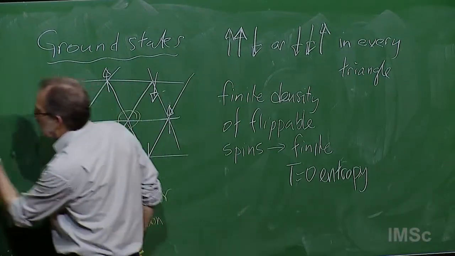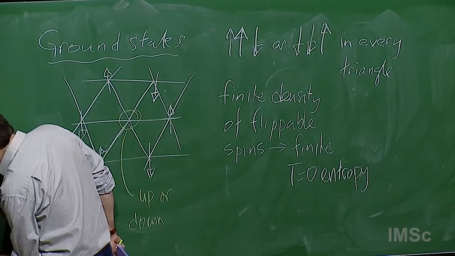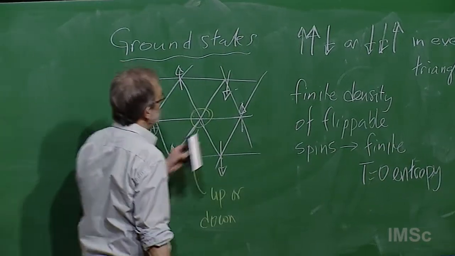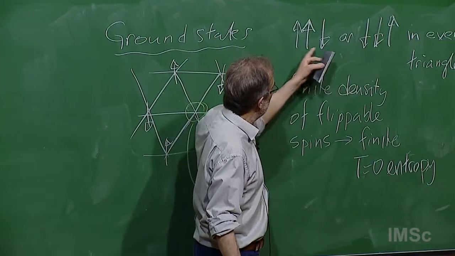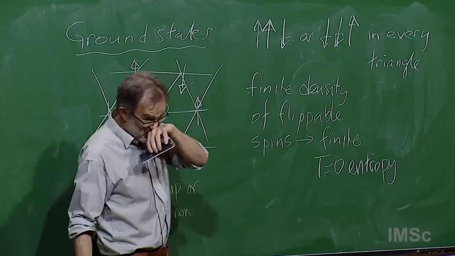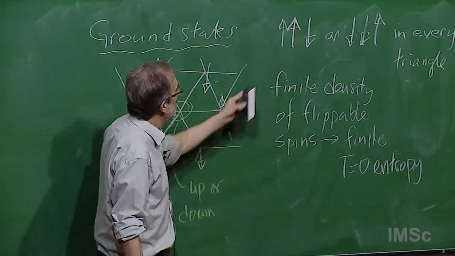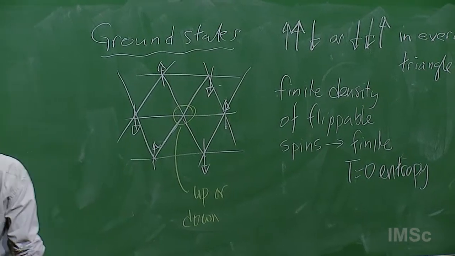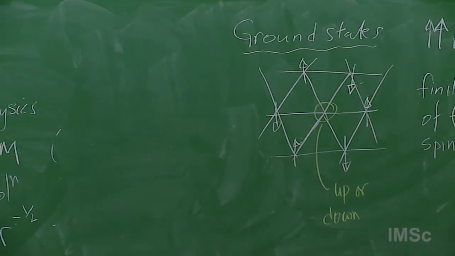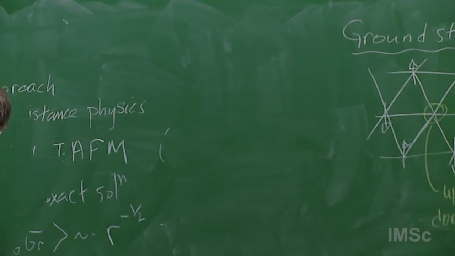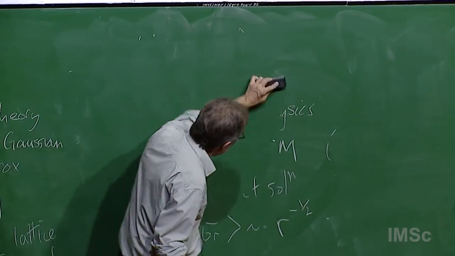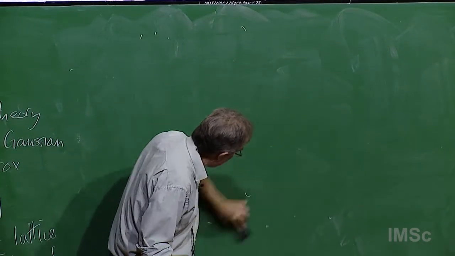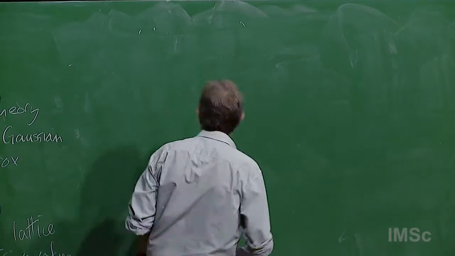Okay, so now the point is that we'd like a more convenient way of specifying whether a spin configuration is a ground state or not than by checking that each triangle has 2 spins in one orientation and 1 in the other. And there is a nice way of doing that, and it's by mapping spin configurations onto what's called a height model.